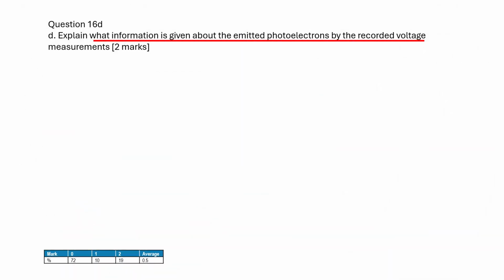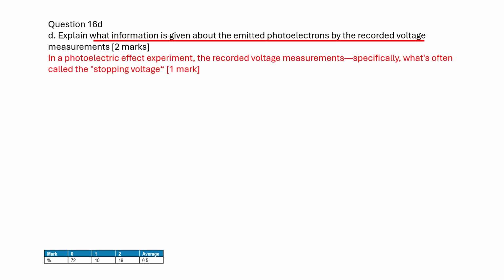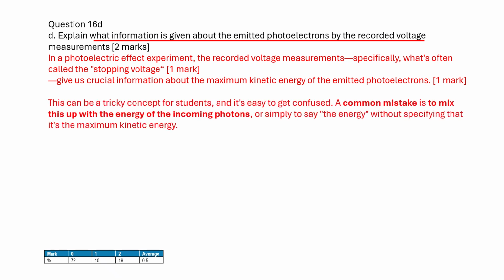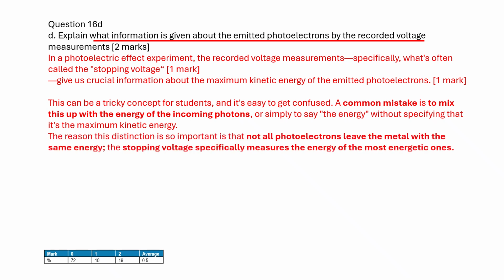Understanding the stopping voltage and photoelectrons. In a photoelectric effect experiment, the recorded voltage measurements, specifically what's often called the stopping voltage, give us crucial information about the maximum kinetic energy of the emitted photoelectrons. This can be a tricky concept for students, and it's easy to get confused. A common mistake is to mix this up with the energy of the incoming photons, or simply to say the energy without specifying that it's the maximum kinetic energy.